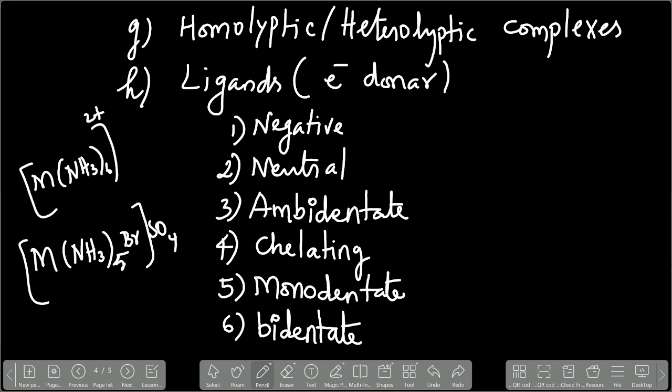Ambidentate ligands. Ambidentate ligands are monodentate ligands which can coordinate with the central atom in more than one way, or which have more than one donor atom. And chelating ligands. Chelating ligands are the ligands which make more than one bond, which can coordinate more than one bond and form a ring structure. That is important. They form a ring structure, a 5 or 6 membered ring structure.